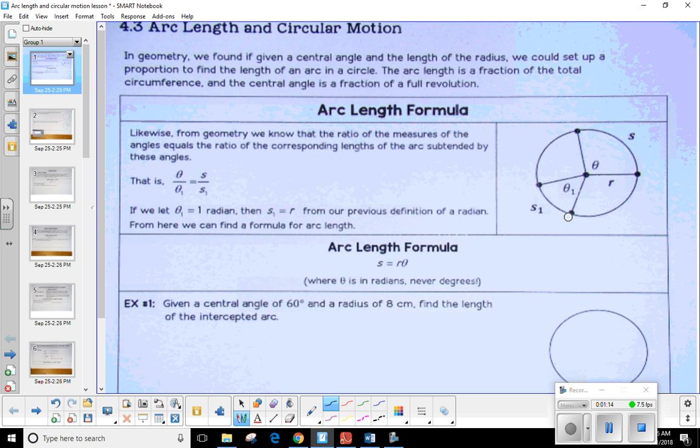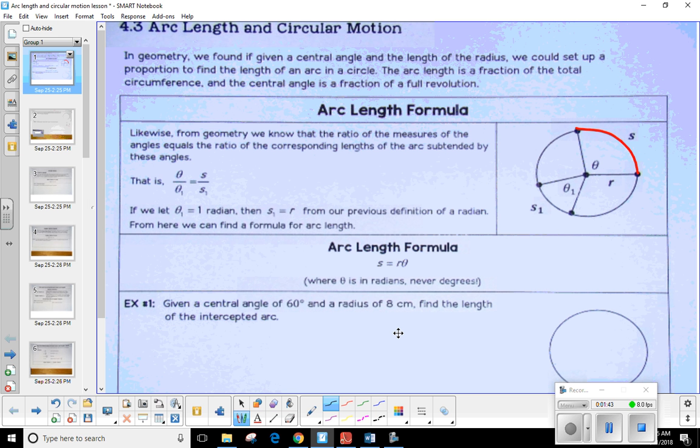Remember, the circumference is the total distance around the circle, and the central angle is a fraction of 1 full revolution. So when we're talking about arc length, let's say we have 2 points on my circle. Arc length is the distance between them on the circle. That's why we're only taking a portion of the circumference, the full distance around. Likewise, from geometry, we know that the ratio of the measures of the angles equals the ratio of the corresponding lengths of the arc subtended by these angles.